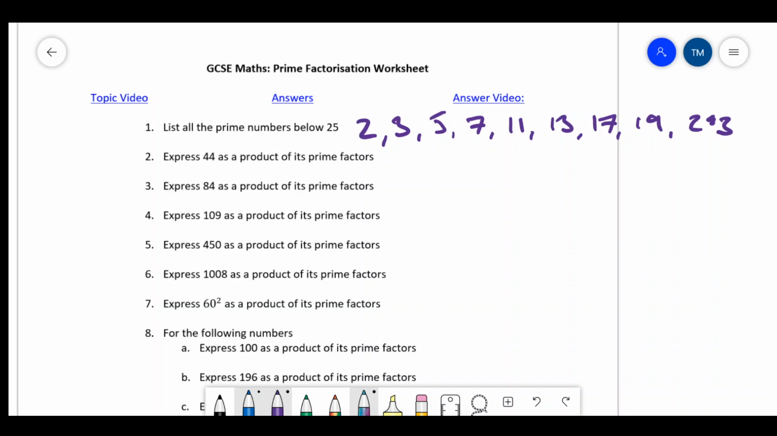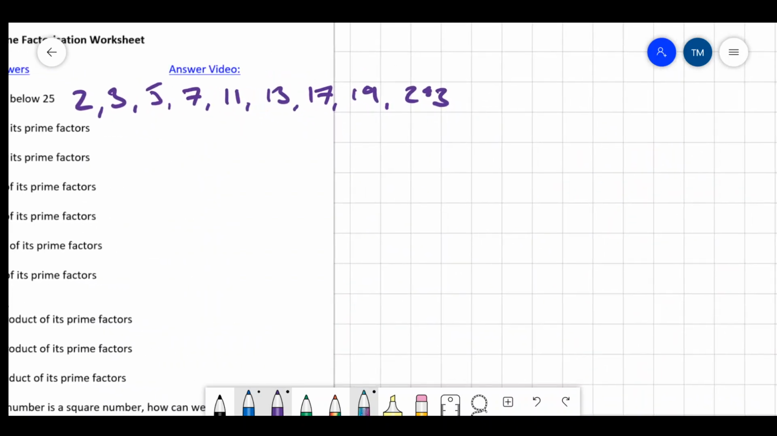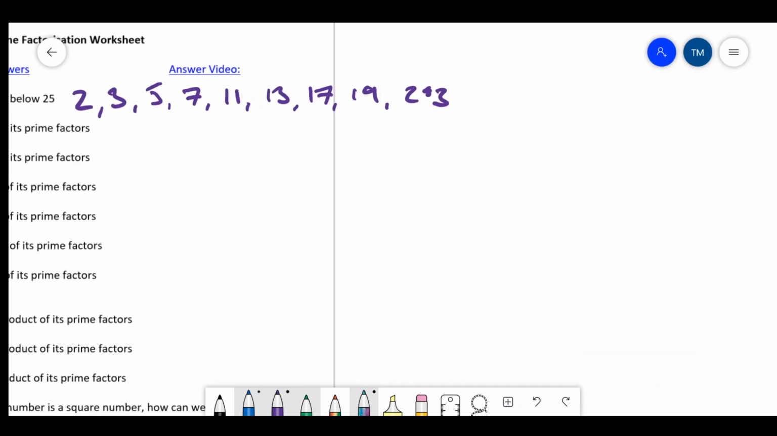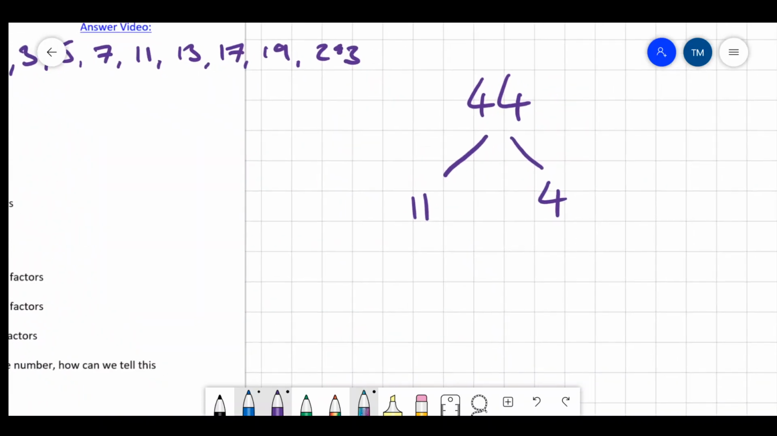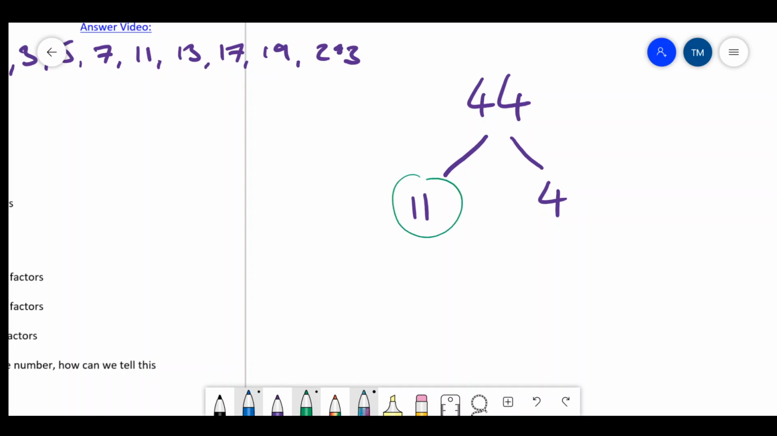For question 2, express 44 as a product of its prime factors. So we put 44. We can split it up in any number of ways. In this case, I am going to go for 11 and 4. 11 we know is a prime number. And then the next step we have is 4, which is split up into 2 and 2, because these are a pair of factors that equal 4. And therefore we have reached the end of the branches, end of the tree, where they are all prime numbers.